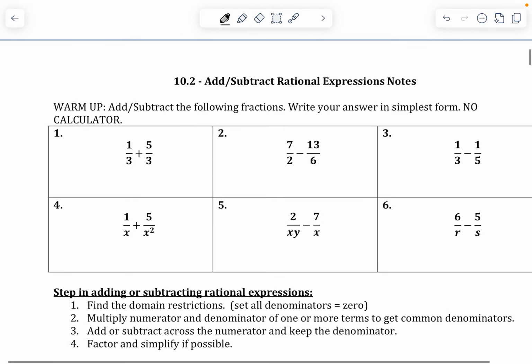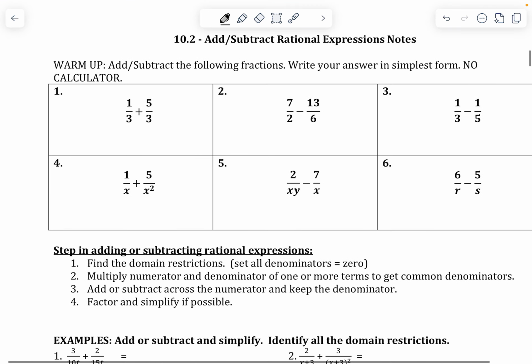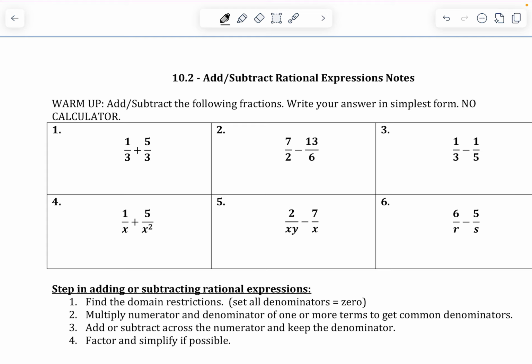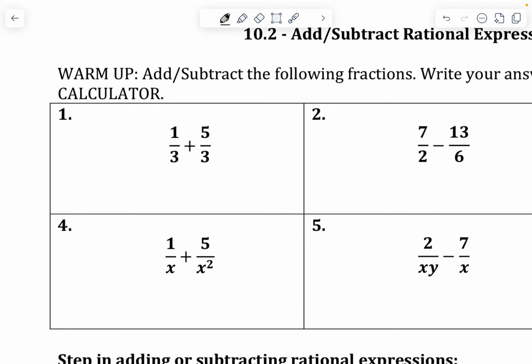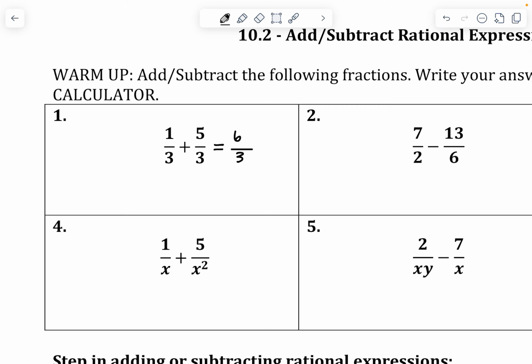Okay, in this lesson, we are going to add and subtract rational expressions, which is a little bit harder than multiplying and dividing because you do need a common denominator. So we're going to start with a warm-up, just reviewing how to add and subtract fractions. When you add and subtract fractions, you have to have a common denominator because you are going to keep that denominator. And so 1/3 plus 5/3 is 6/3, which we know is 2.